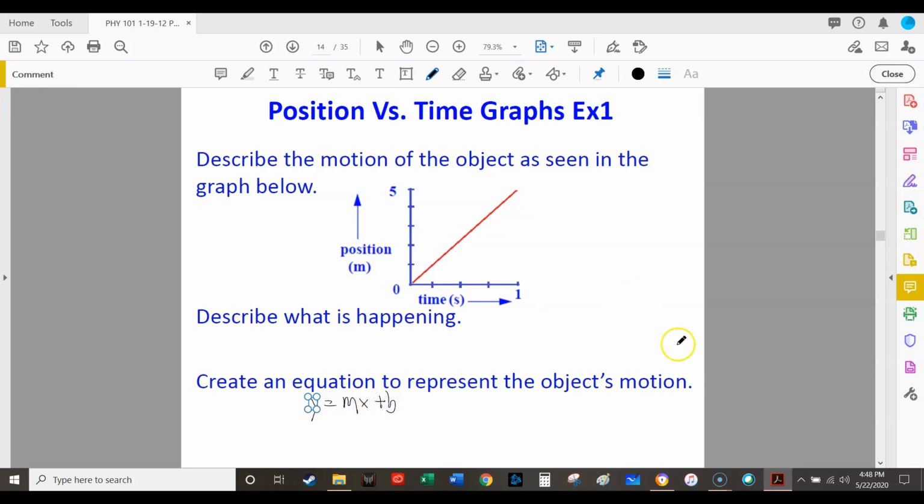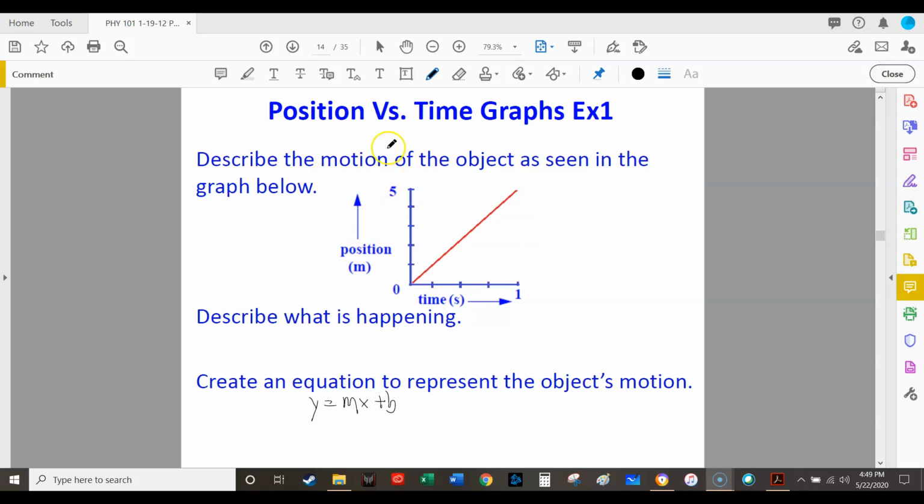So this is a linear equation. So try to apply this general linear equation that you learned in algebra to this position versus time graph. So go ahead and pause the video and describe what is happening, and try to create a linear equation that predicts the data.